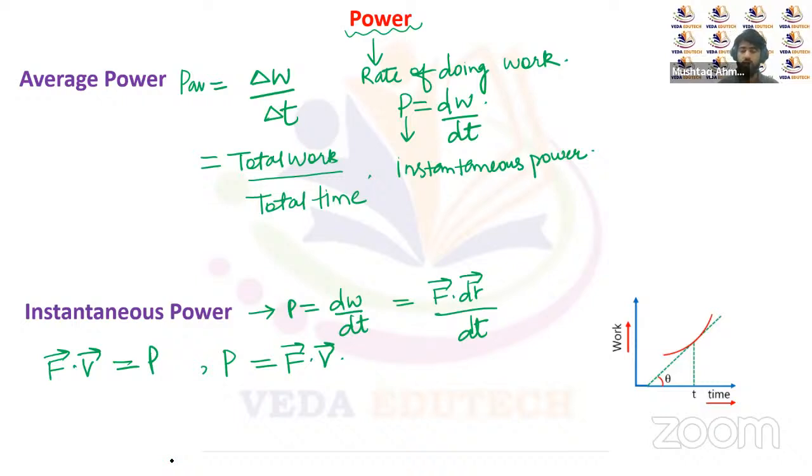If we plot work versus time, then the slope, or the tangent, of the work versus time curve will give us the instantaneous power. So dW over dt gives us P instantaneous, which is equal to tan theta of the tangent at that point on the curve.